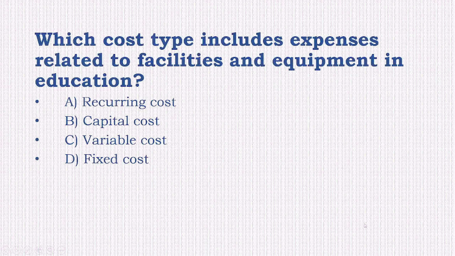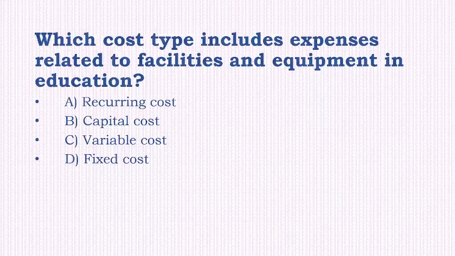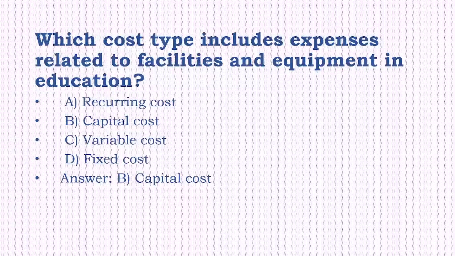Next, which cost type includes expenses related to facilities and equipment in education? Option: recurring cost, capital cost, variable cost, fixed cost. Answer of this question is capital cost.